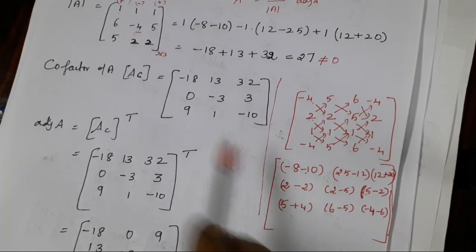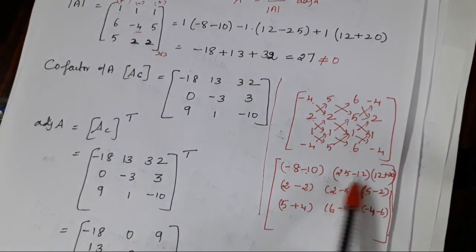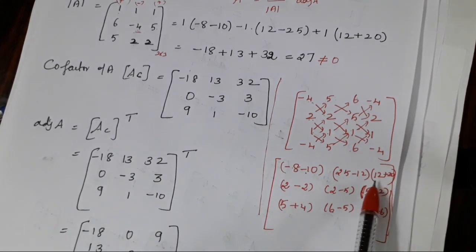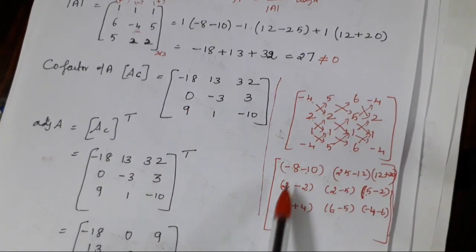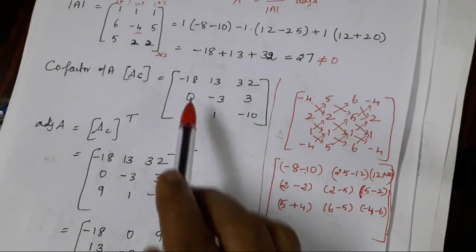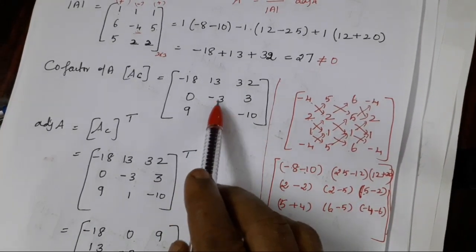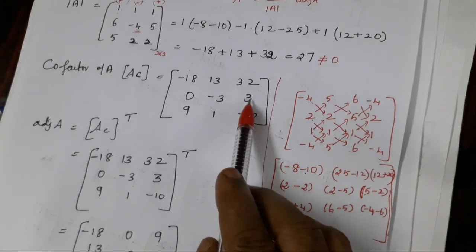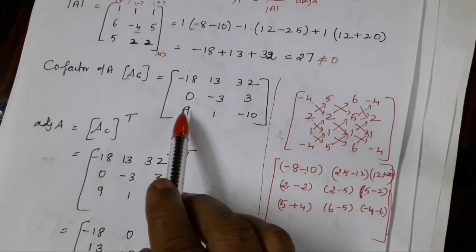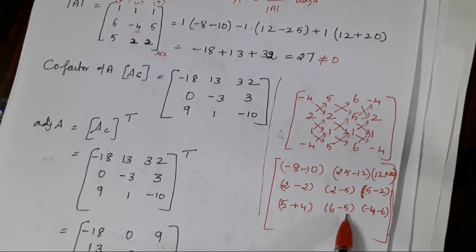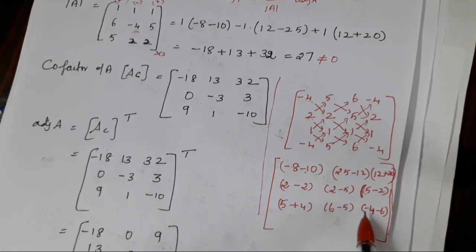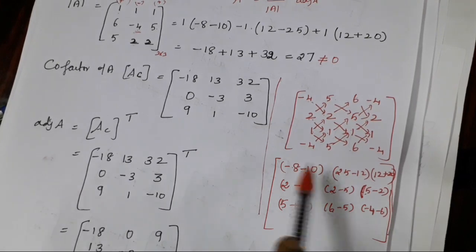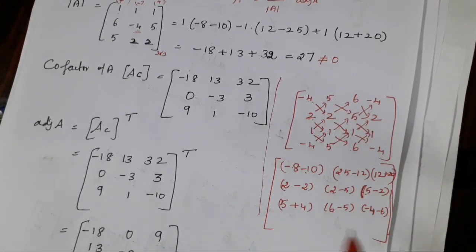See that 1 minus 8 minus 1 is nothing but 1 minus 18. 25 minus 12 is plus 13. 12 plus 20 is 32. Next, 2 minus 2 is 0. 2 minus 5 is minus 3. 5 minus 2 is plus 3. Here 5 plus 4 is 9. 6 minus 5 is plus 1. Minus 4 minus 6 is minus 10. So find the cofactor using this method.